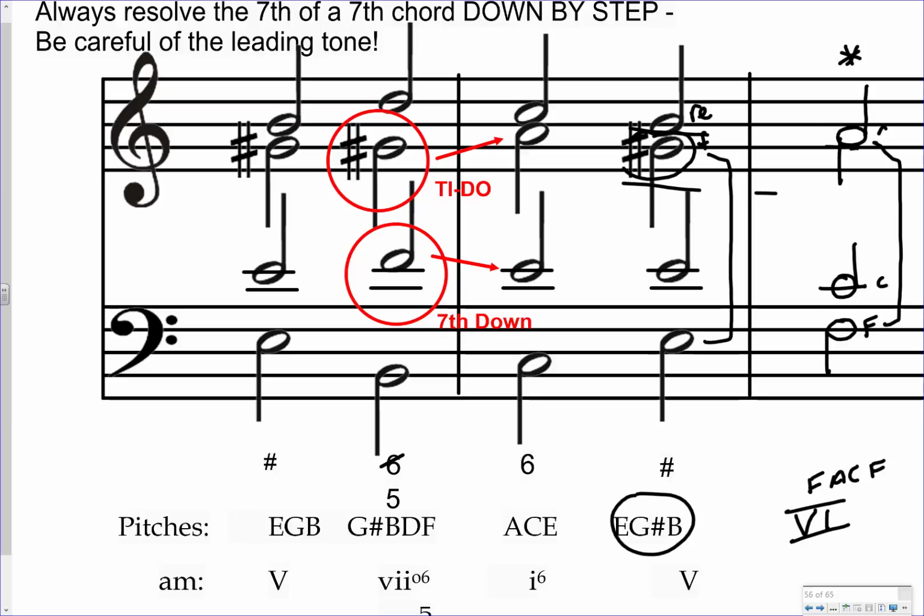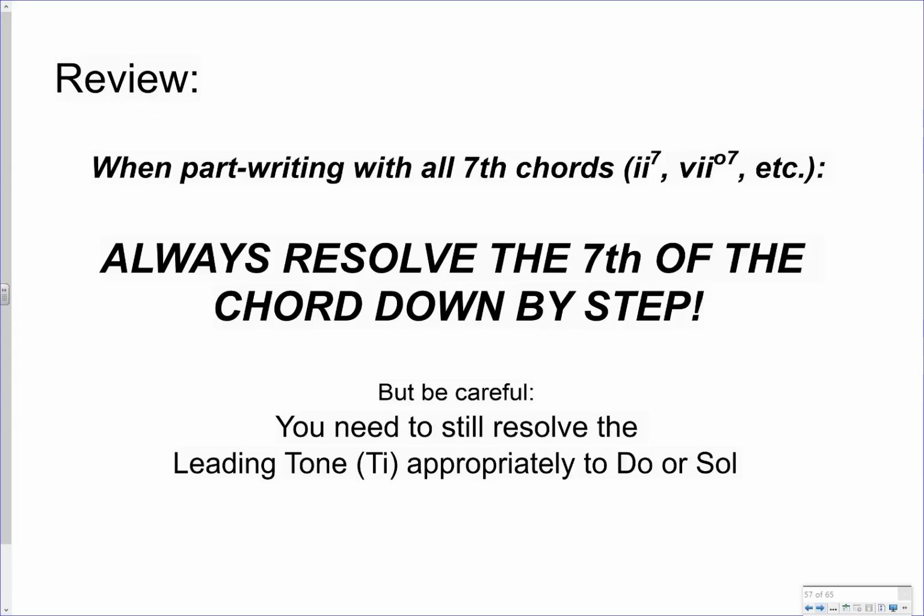Okay, so there you have it. If you need to pause the video to check this over and look it over, please do so. Otherwise, we're going to move on. So just a quick review. When part writing with all types of 7th chords, always resolve the 7th of the chord down by a step. But also be careful that you still need to resolve the leading tone, which is ti, appropriately to do.